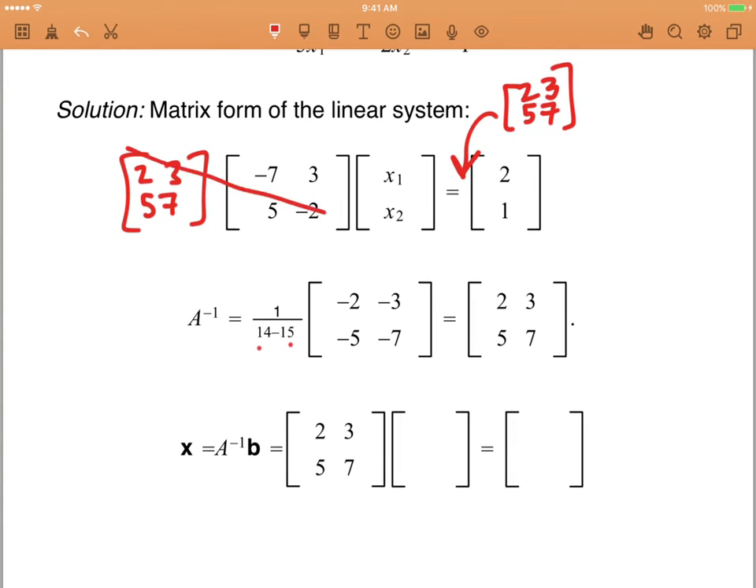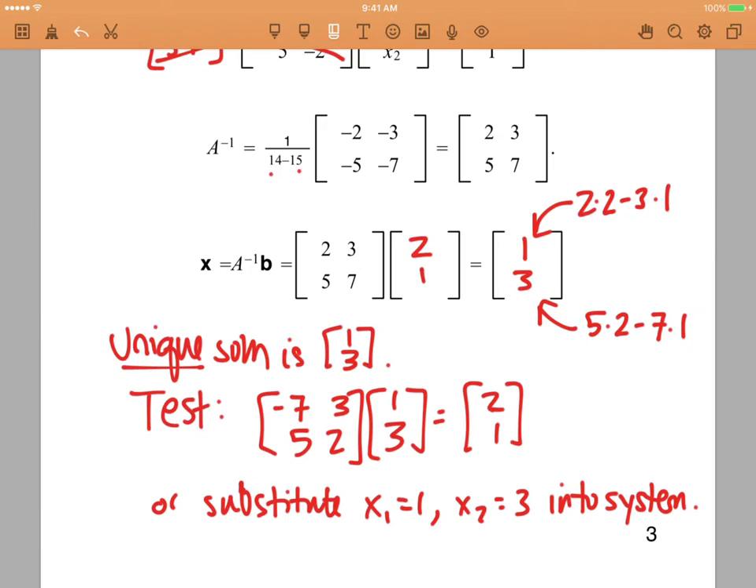So these guys are going to cancel out. You can test that. You should test that. See if you get the identity by multiplying. And that means that the solution x equals A inverse times b. So that's [2, 3; 5, 7] times b, which is [2, 1]. And now we just multiply that matrix times that vector.